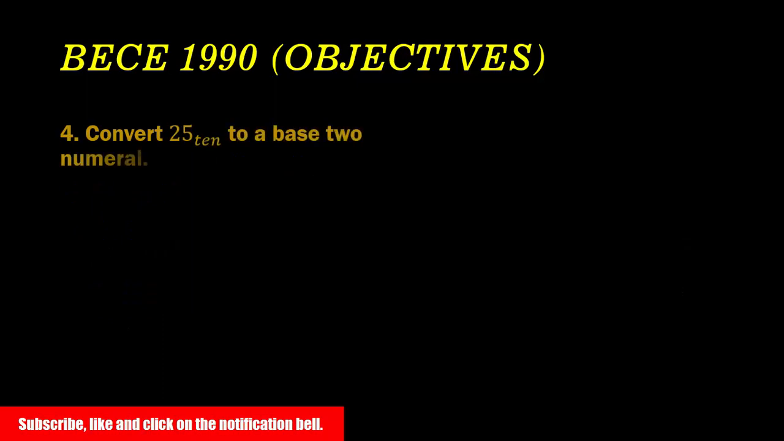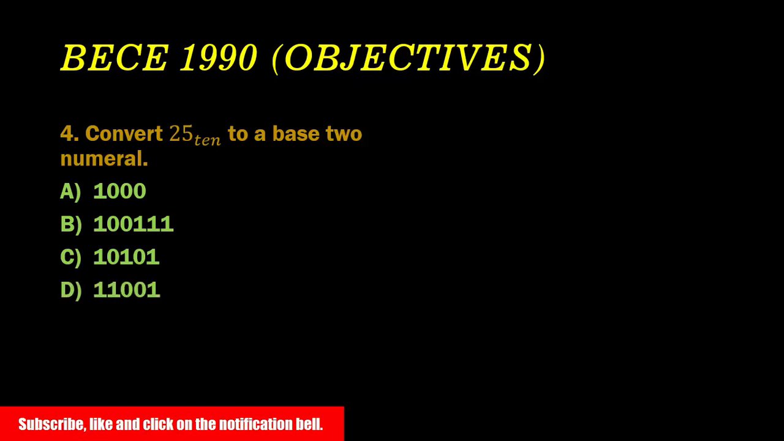Number 4, convert 25 base 10 to a base 2 numeral. Option A, 1000 base 2. Option B, 100111 base 2. Option C, 10101 base 2. Option D, 11001.